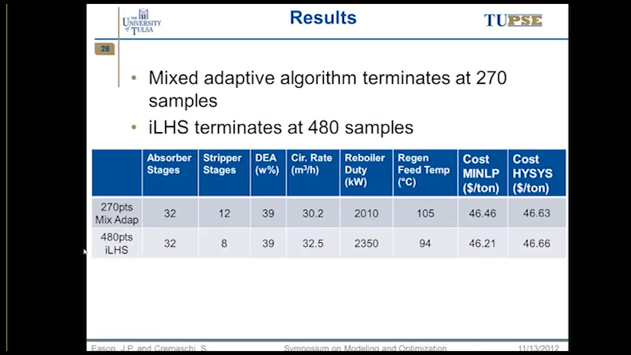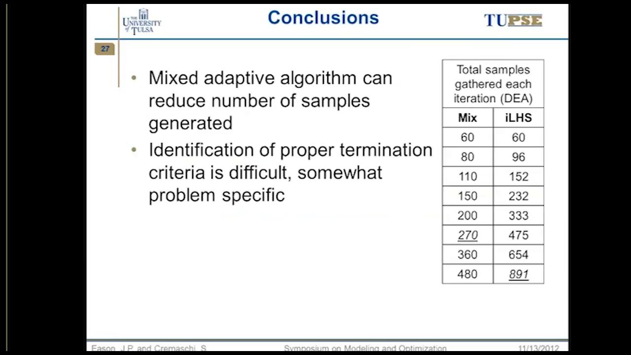Compared this to the solution we had with the incremental Latin Hypercube approach, which took 480 points to terminate. While that obtained a good solution as well, here we see that the mixed adaptive algorithm was able to reduce our number of samples significantly. That reduction becomes a little more significant when we actually look at the total number of samples that we had to generate in order to get that incremental Latin Hypercube design.